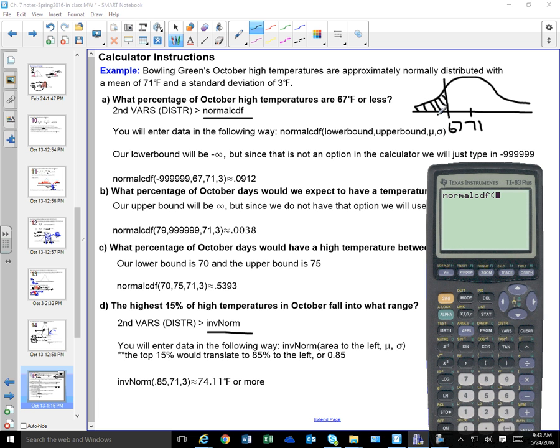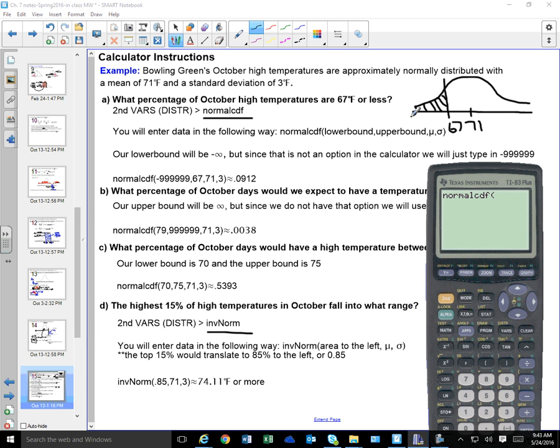So looking at this, what is our lowest value here? Now you might say, well, I guess it's 0. Well, is it 0? I mean, could a temperature be less than 0? Well, yeah, it could, right? So do we know what the lowest possible temperature is? Well, not really, right? I mean, we could probably look back and figure out in Bowling Green what was the lowest high temperature in October that we ever had. That would probably give us a lower bound.